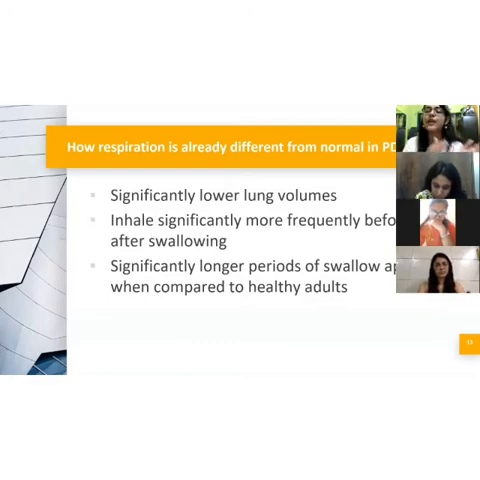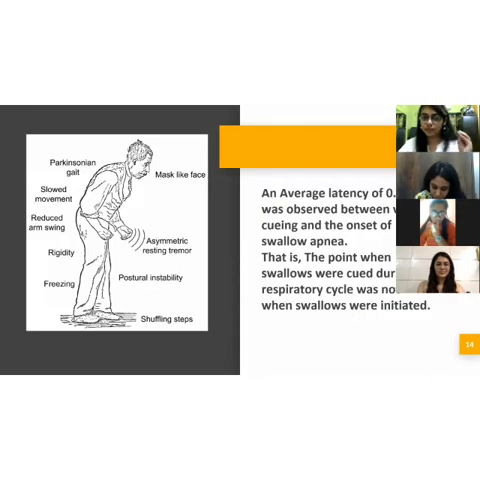Inhalation and exhalation before and after the swallow are going to be very quick in Parkinson's compared to the normal adult. Next, a person with Parkinson's will have a significantly longer period of swallow apnea compared to healthy adults. They are going to have a swallow apnea duration longer than healthy adults. Okay, so these points, just keep in mind that our discussion is going to revolve around these points.